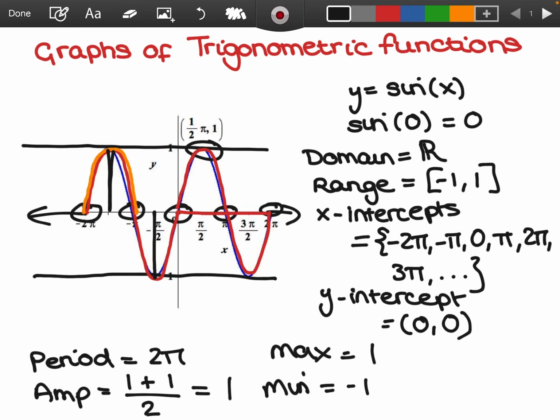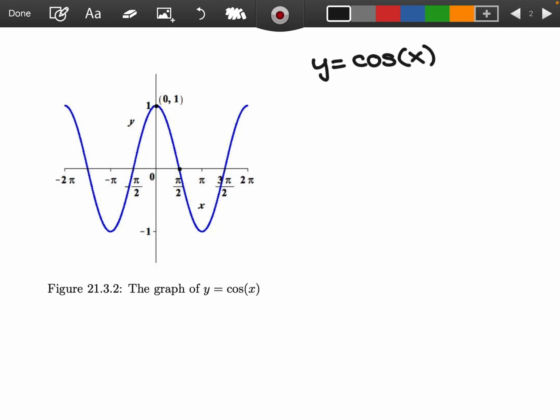How about the maximum and the minimum? Well, that's easy to see now that we've done that. The maximum value is 1 and the minimum value is -1.